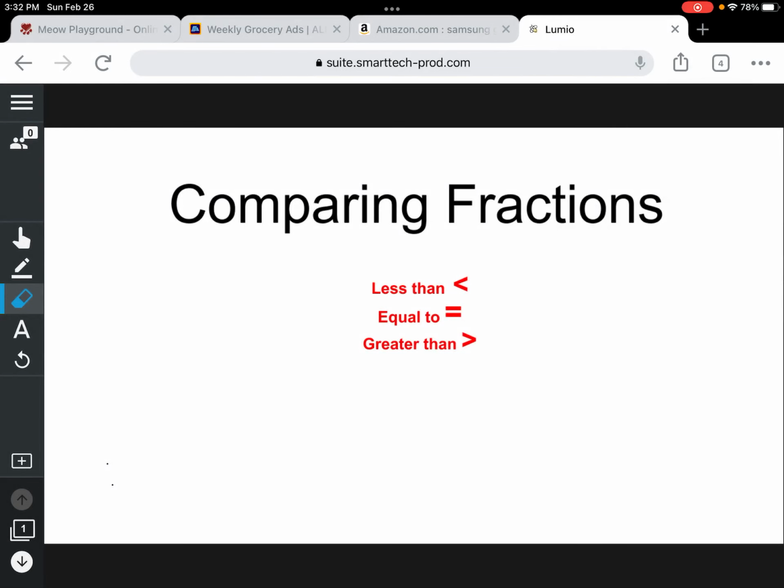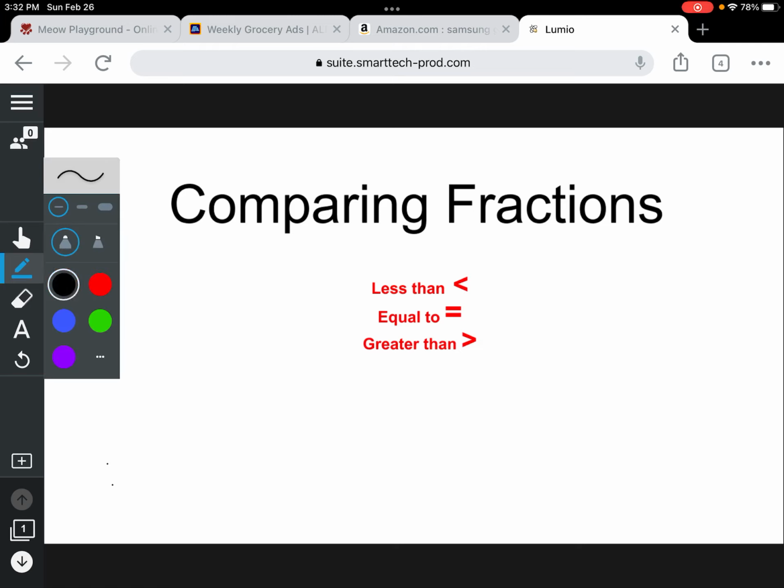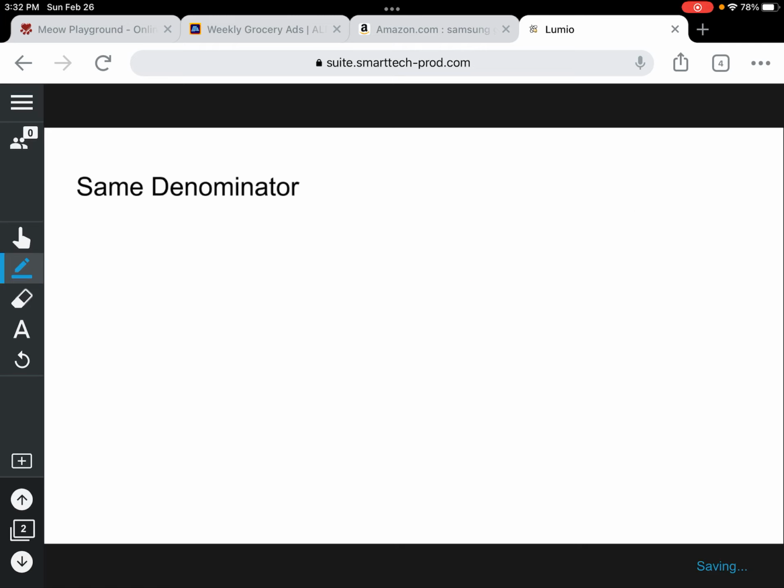Today we are going to talk about comparing fractions. It means to see which one is less than, equal to, or greater than. So what happens if they have the same denominator? For example, we have 2/3 and 1/3.